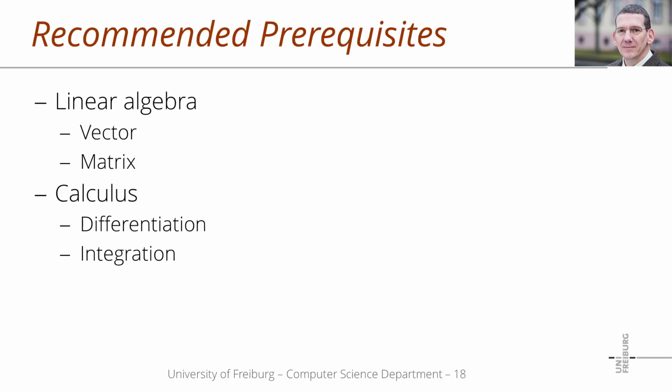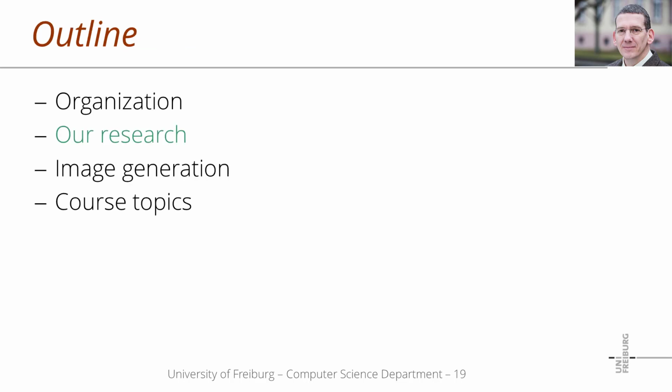In terms of prerequisites, it's recommended that you have some basic knowledge in linear algebra and calculus. For instance, you should know how to multiply a matrix with a vector, you should know the inverse of a matrix or the transpose of a matrix. In terms of calculus, you should have some basic knowledge in differentiation and integration, and for the exercises it might be relevant to have some basic knowledge of a programming language such as C or C++. That's it about the organization of the key course.